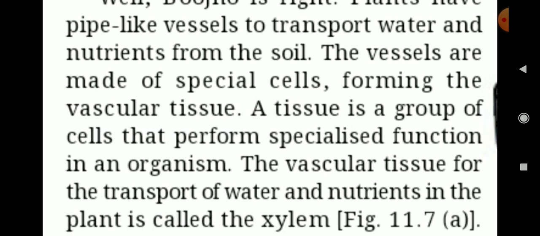Next one, the vascular tissues. What is meant by vascular tissues? The vascular tissue for transport of water and nutrients in the plants is called xylem. Bracket the word, students. The vascular tissue for the transport of water and nutrients in the plants is called the xylem.